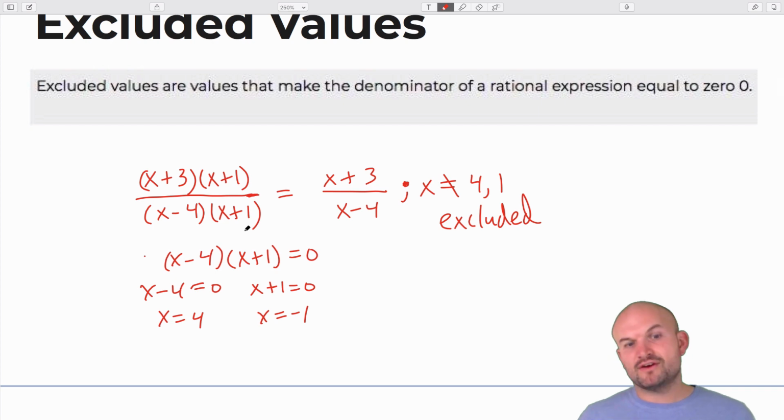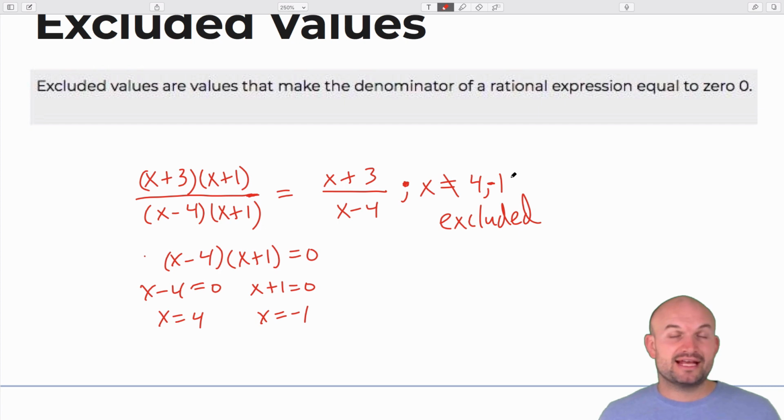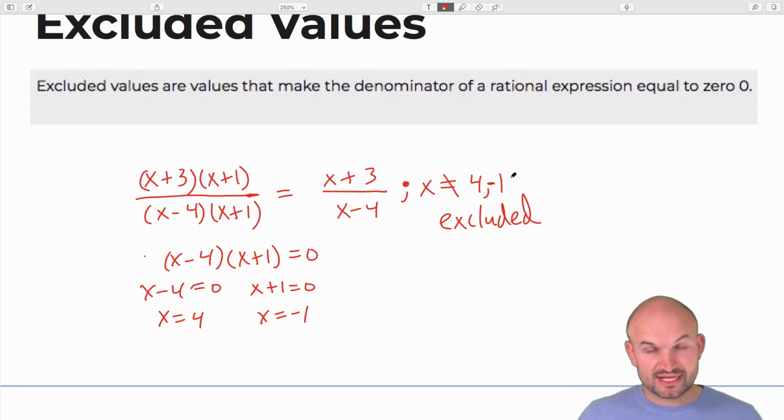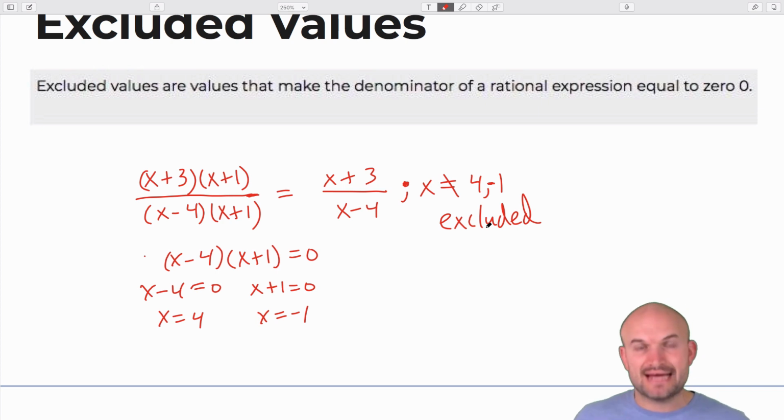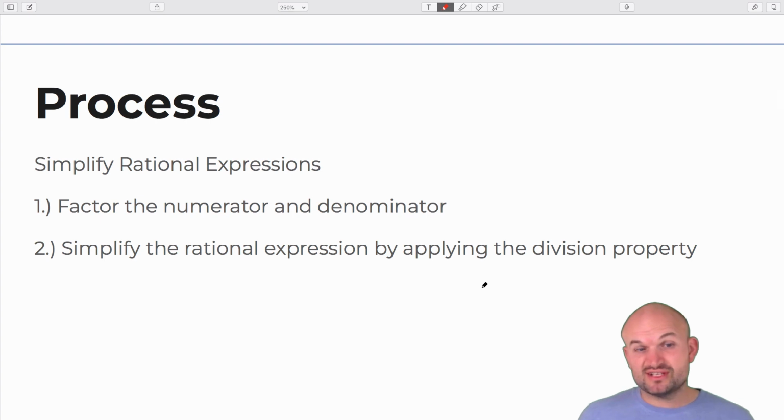For those of us that have already covered holes and asymptotes, we recognize that that is a removable discontinuity. And actually, I made that wrong. That's actually -1, isn't it? So -1 is a removable discontinuity, which is a hole, whereas 4 is a non-removable discontinuity, which also creates an asymptote. But for this case, we're just going to label excluded values any number that makes a denominator equal to 0.